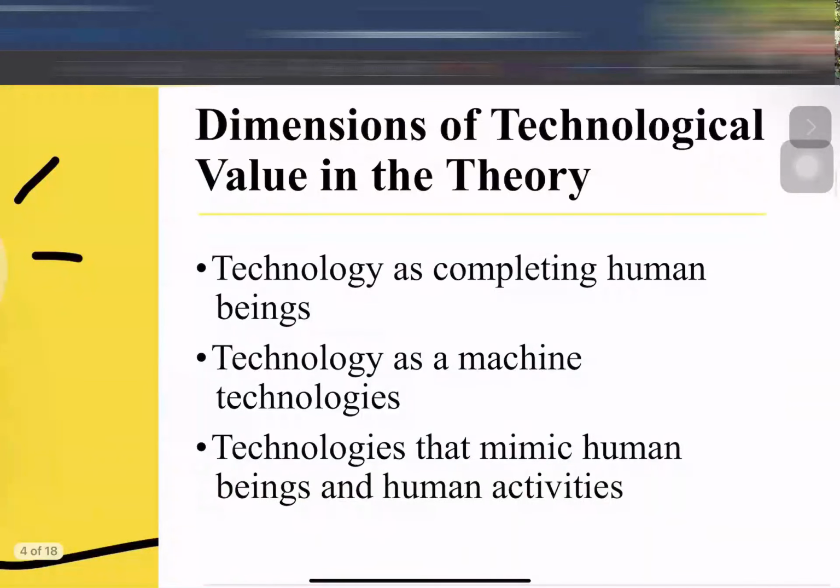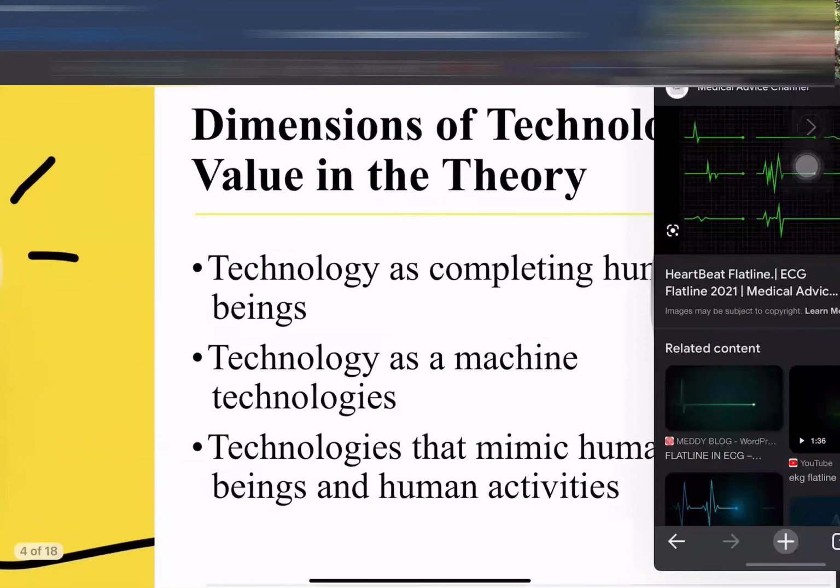Now, look at the dimensions of technological value in the theory. So class, technology was found to be completing human beings. Okay?